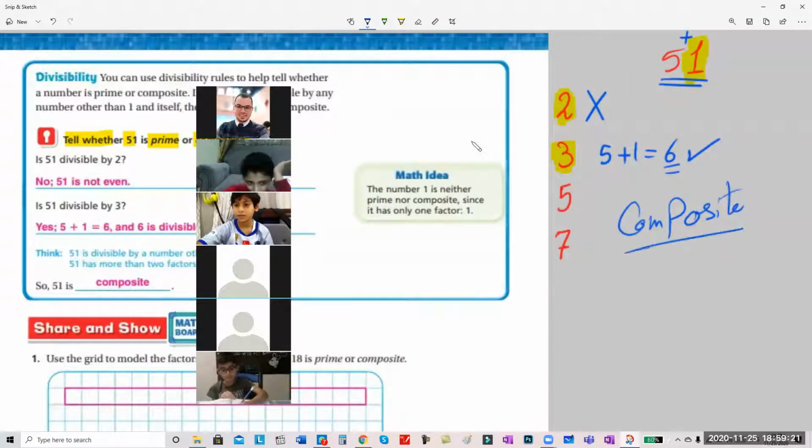Composite. Okay? So if it works with only one number, it will be composite. If it doesn't work with all the numbers, it will be prime. Okay?